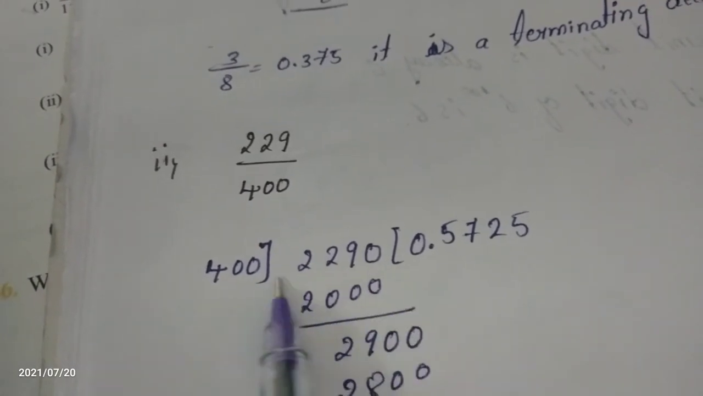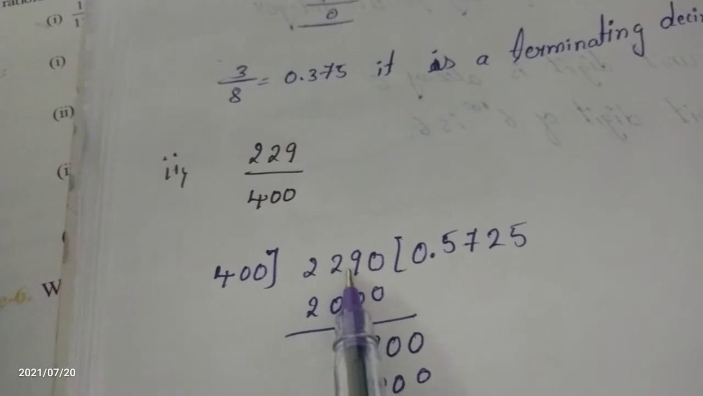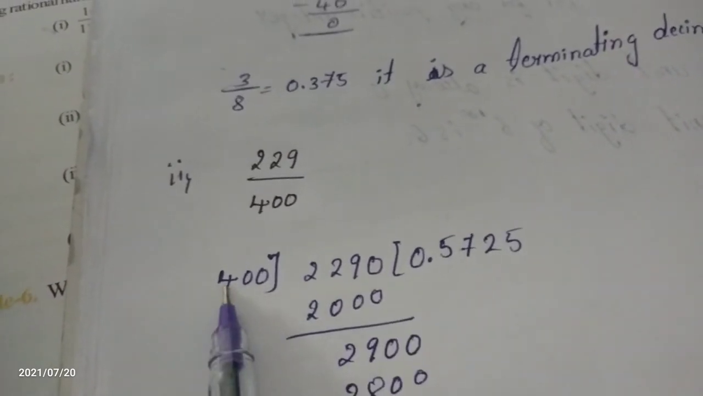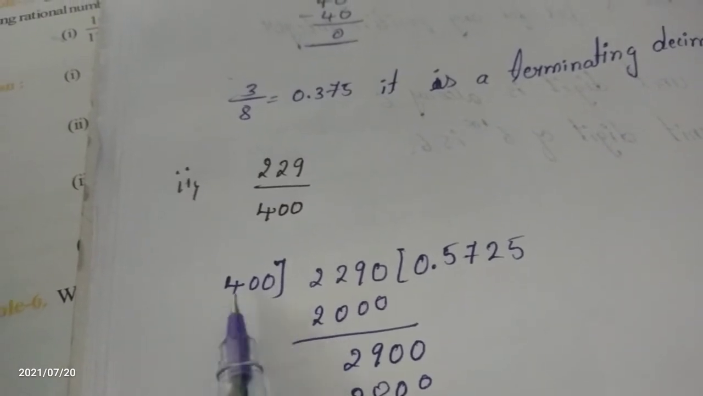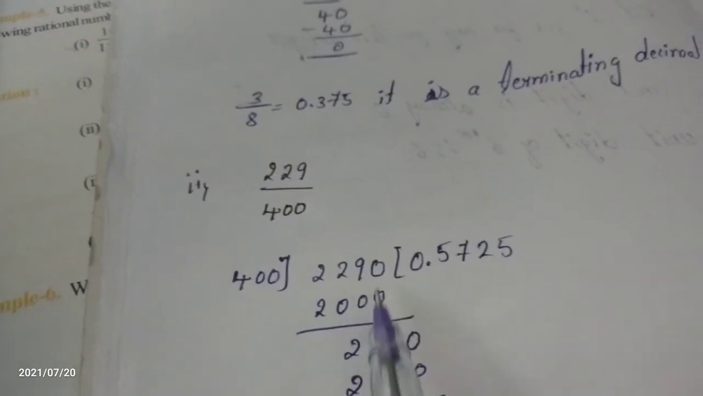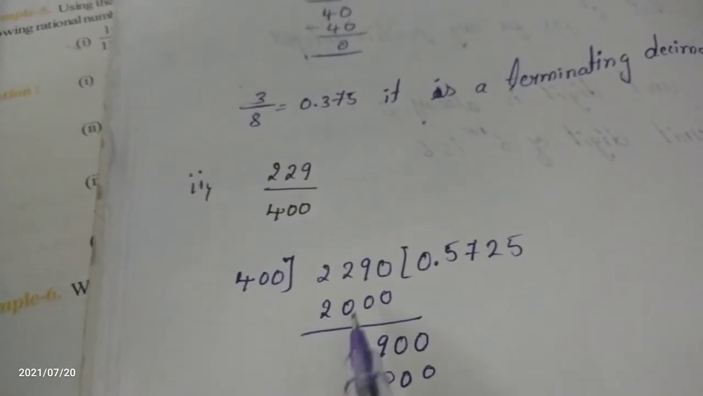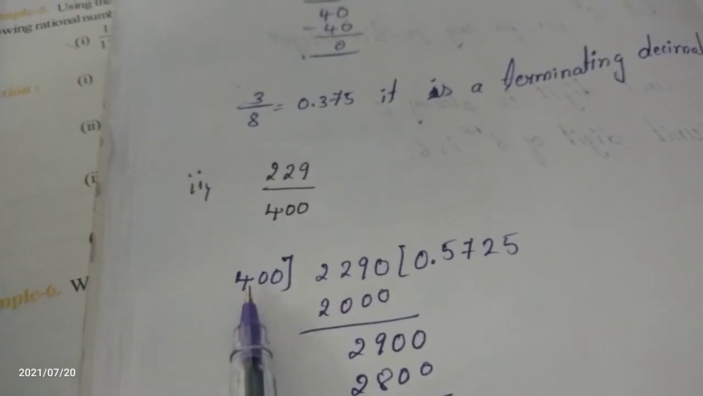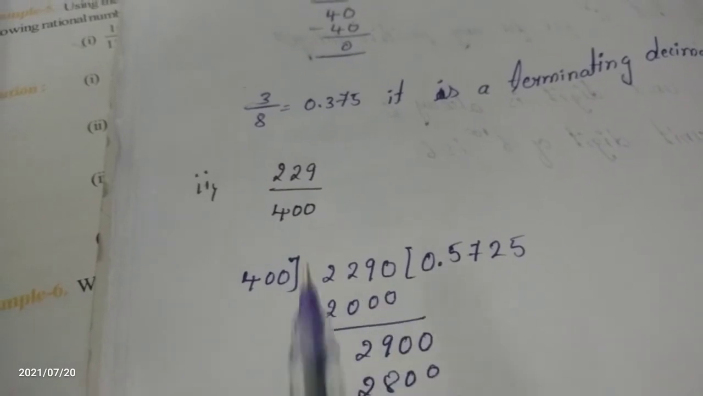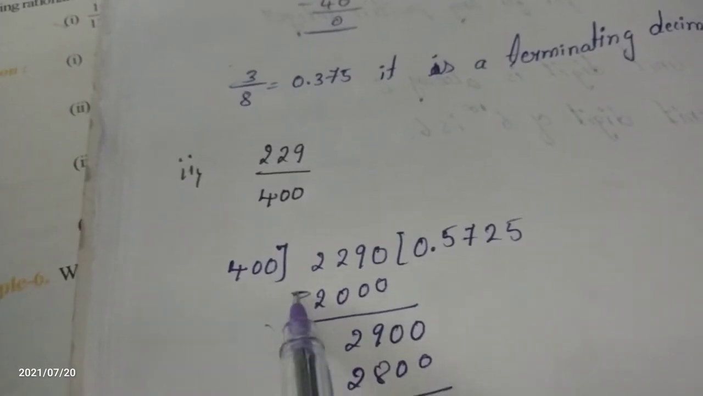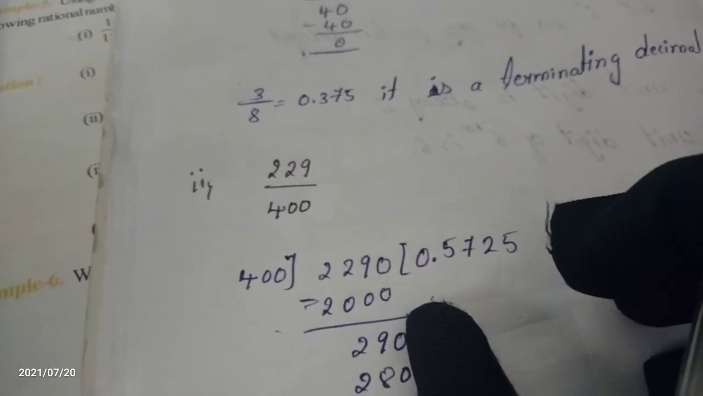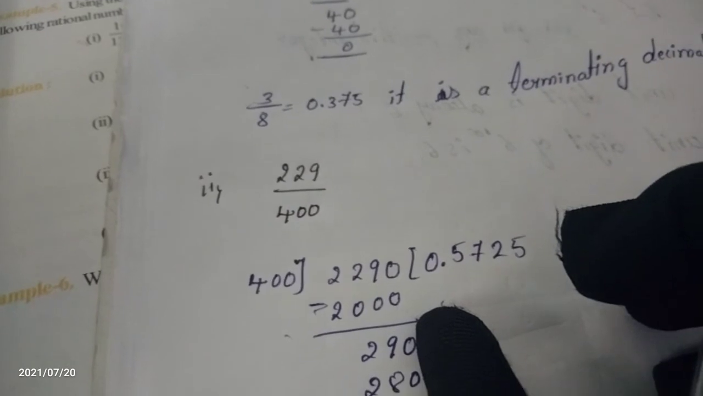After writing 0, what do we have? 2290. We have to check whether this value comes in the 400 table or not. It is not divisible by 400. We are taking the smaller number than that. What do we get? 400 times 5 is 2000. After subtracting both numbers, we get 290. 290 does not come in 400, it is not divisible by 400.